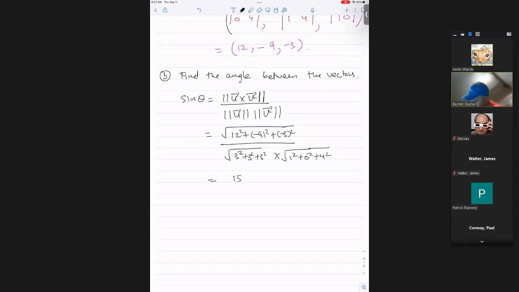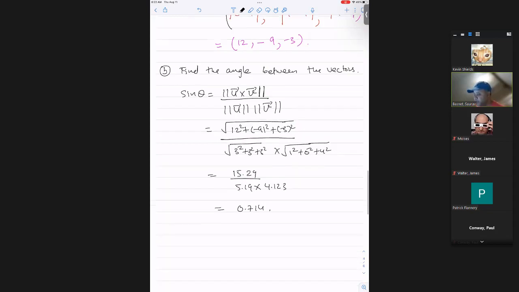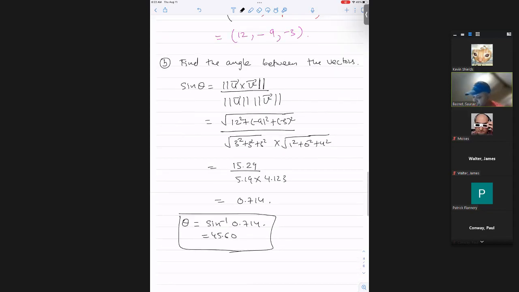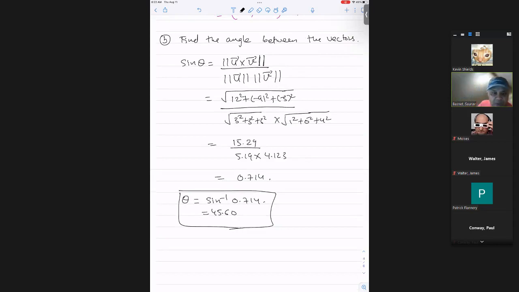So if you calculate, you should get 15.29, 5.19 times 4.123, and this would give you 0.714. Right, now I can find theta. So what is theta? Your angle is inverse sine of 0.714. That is 45.60. This is your theta. So you found out the cross product, you found out the angle. It's not so difficult.